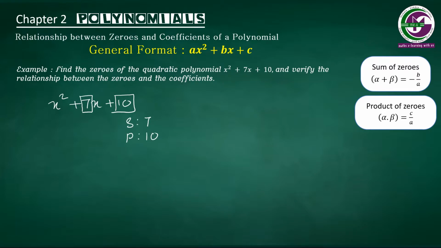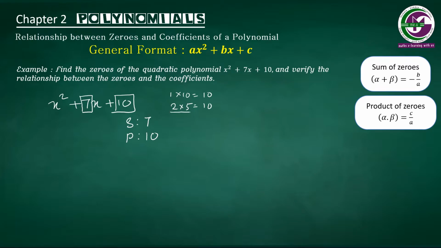So you need to find two numbers such that the product of the two numbers is 10 and the sum is 7. First we'll find all the possibilities of two numbers whose product is 10. We know that 1 times 10 equals 10. The next option is 2 times 5 equals 10. No other options, right? And we'll check for which pair of numbers the sum is 7.